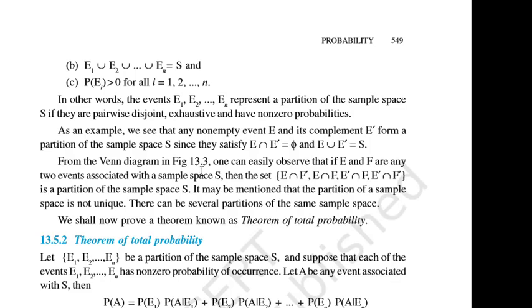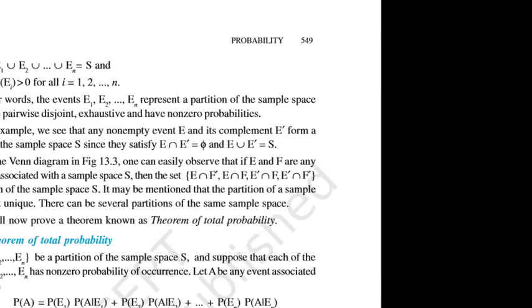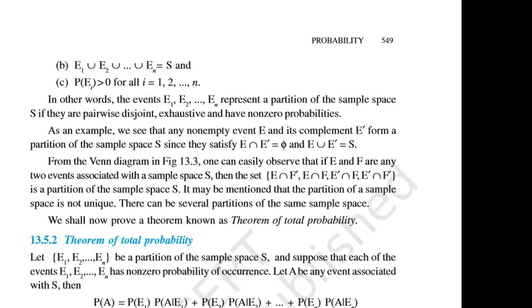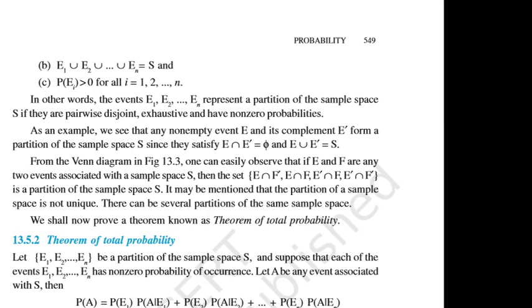From the Venn diagram of figure number 13.3, one can easily observe that if E and F are any two events associated with a sample space, then the sets E intersection F complement, E intersection F, E complement intersection F, and E complement intersection F complement form a partition of sample space. It may be mentioned that the partition of sample space is not unique. There can be several partitions of sample space. We shall now prove the theorem known as the theorem of total probability. So before that, I will draw that figure here.